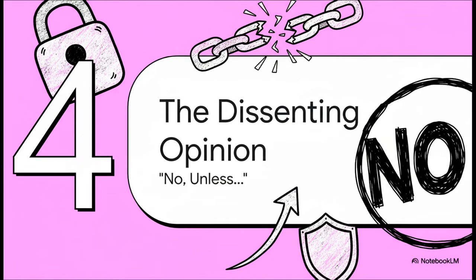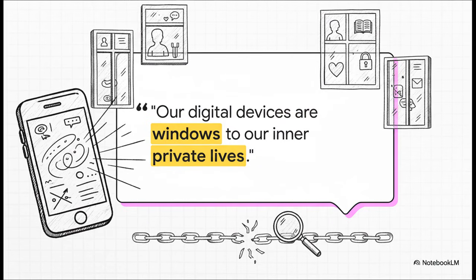A really powerful group of dissenting judges argued for a totally different approach. Affirmed no, unless. They were convinced that our digital lives deserve way more protection. And Justice Karakatsanis, who wrote for the dissenters, just nailed their philosophy with this line: a phone isn't just a thing you own, it's a window to our inner private lives.